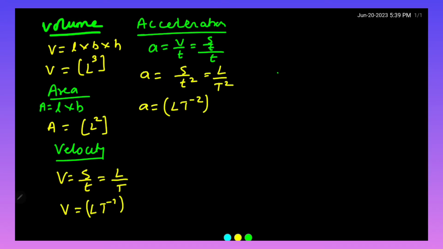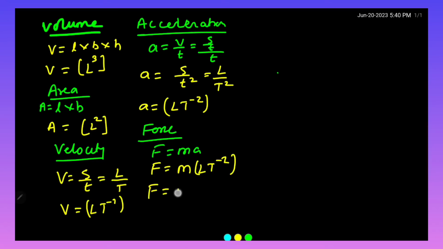Now the next dimensional formula we can write here is force. So what is the dimensional formula for force? So we all know that force is nothing but mass into acceleration. So we can write the dimensional formula for force as F is equal to mass is m, acceleration just now we got Lt power minus 2. Therefore we can write the dimensional formula for force as mLt power minus 2.